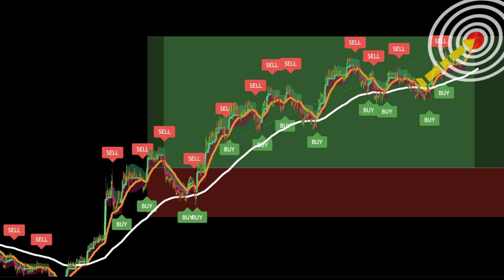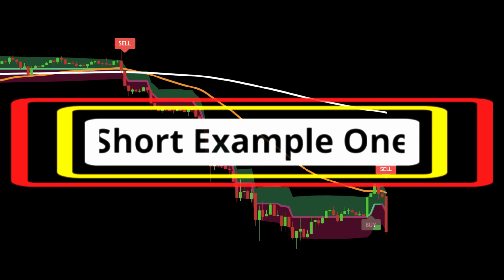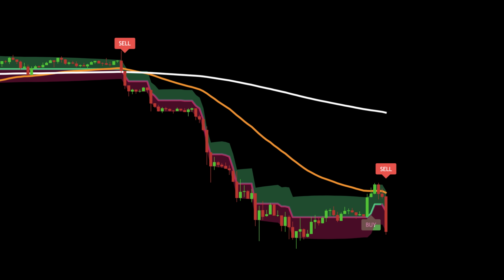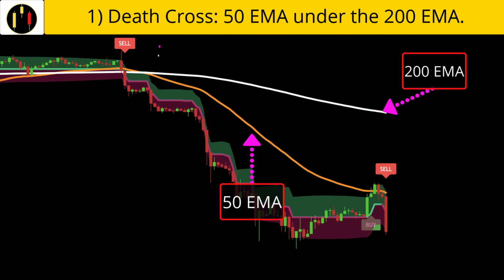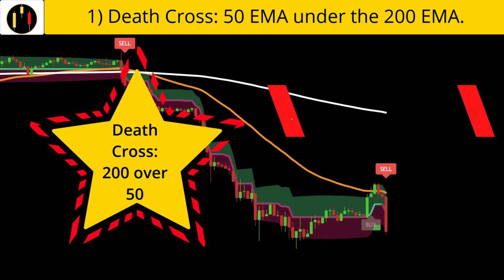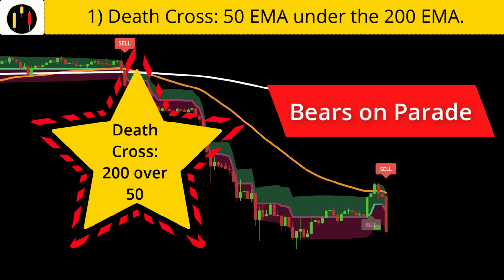Now we flip to shorts. This is what I will test for shorts. First, we are looking for a death cross. A death cross happens when the 50 EMA crosses below the 200 EMA. When the death cross happens, it can indicate a change in the overall trend direction to the downside.